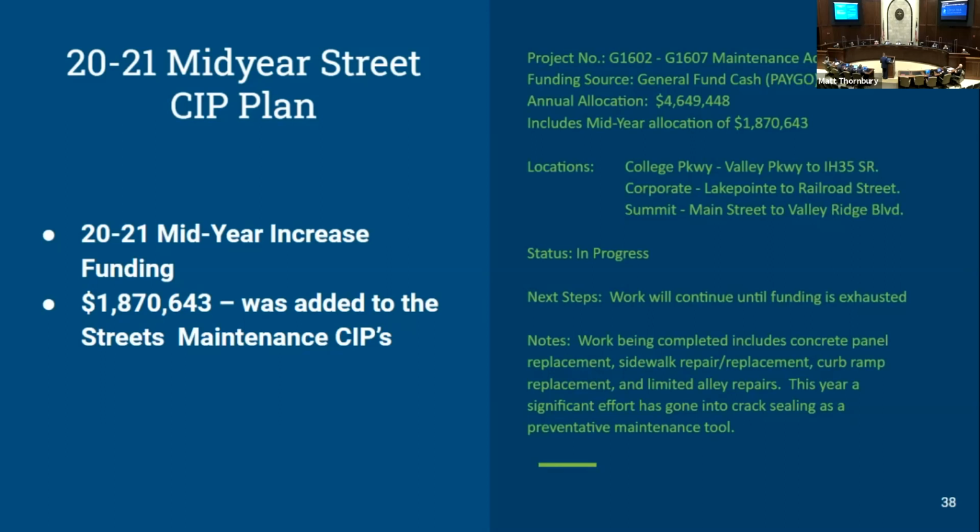Again, total project allocation this year was $4.65 million, including almost 1.9 that was allocated at Midyear. A lot of that work is underway on College Parkway between Valley and 35, Corporate Drive, and Summit between Main Street and Valley Ridge.